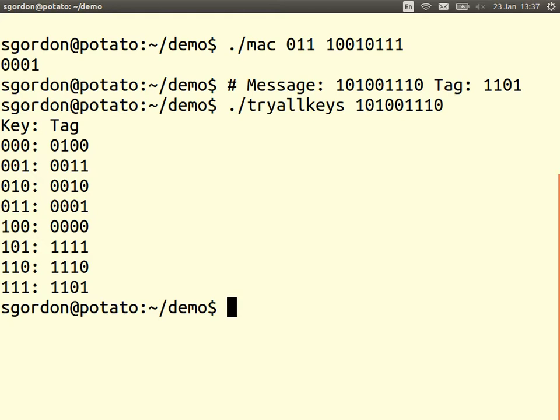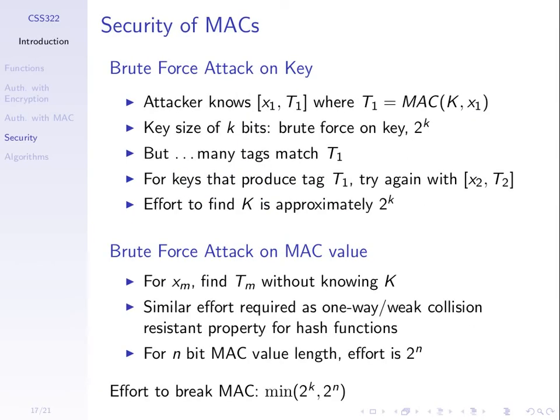Actually, this attack can produce the same tag for different keys. So not in this case, but it's possible that 2 different keys with that message produce the same tag. If that's the case, then we need to try another pair of message and tag, similar to what we did in the meet in the middle attack. We try the second pair just to confirm. It turns out that a brute force attack on the key normally takes 2 to the power of k attempts, where k is the length of the key. So one attack on a MAC is to do a brute force attack on the key. The effort to find the key is approximately 2 to the power of k. So if you make k large enough, say 128 bits, then the brute force is not successful.